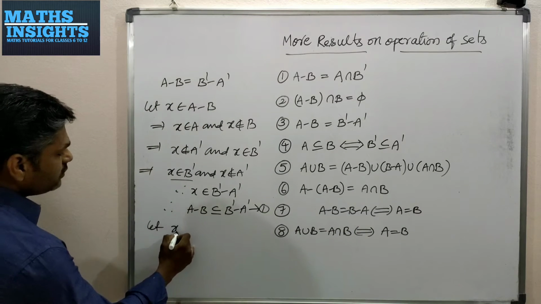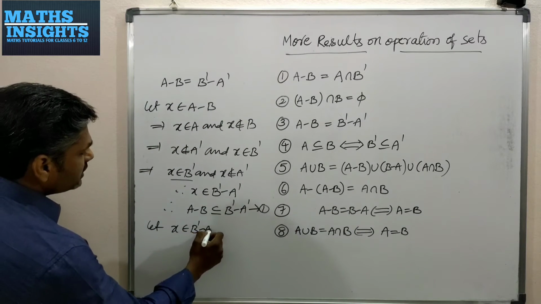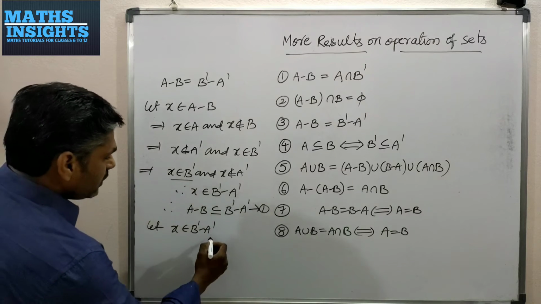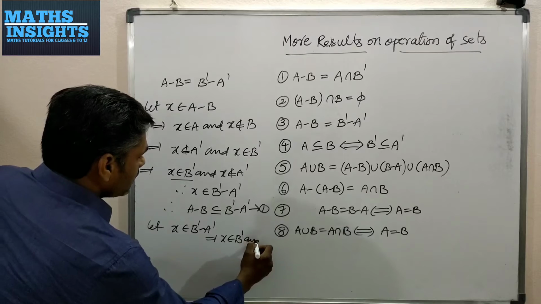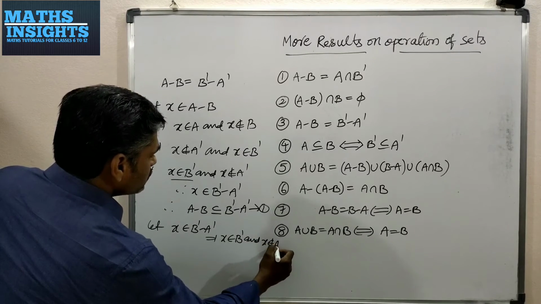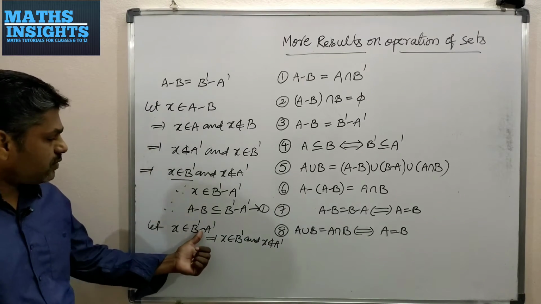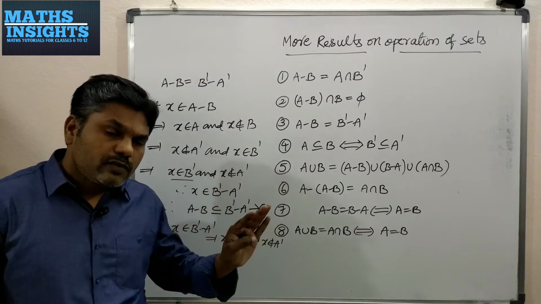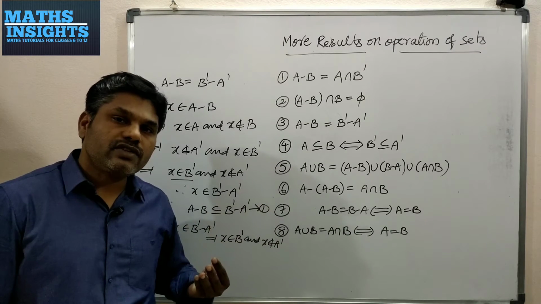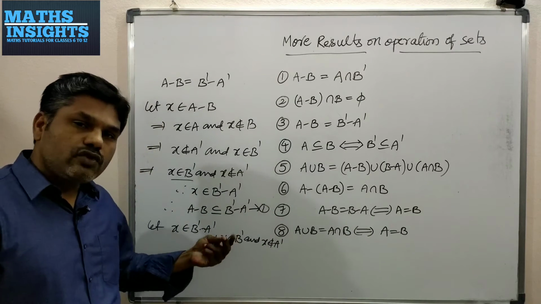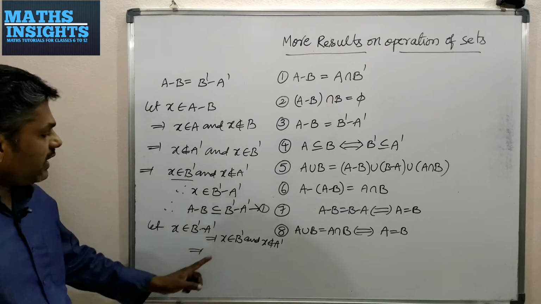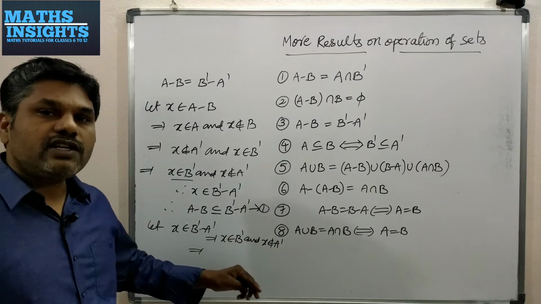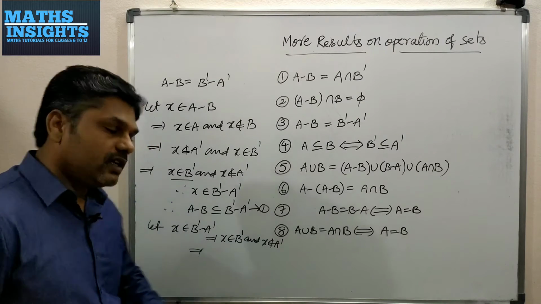Let x belong to B' minus A'. That implies x belongs to B' and x does not belong to A'. Why? Because minus means you are removing, that means we will not take the elements of A' into consideration. That implies if x is in B', it will not be in B.